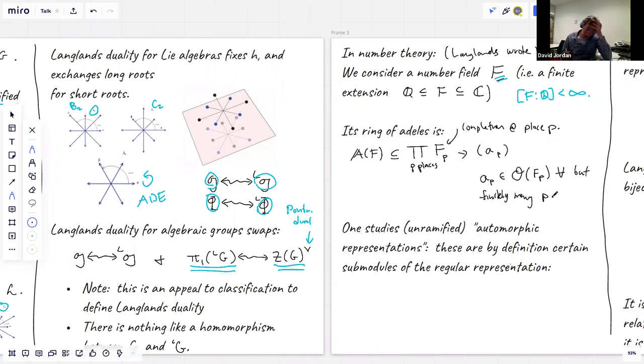So what Langlands was studying is what are called automorphic representations. This is an important notion. An automorphic representation just means that we look at the group G attached to our number field, and we want to look at how it acts on L2 functions on G of the adeles modulo G of F. Those are called automorphic representations. And sitting inside there are functions on a certain coset space.